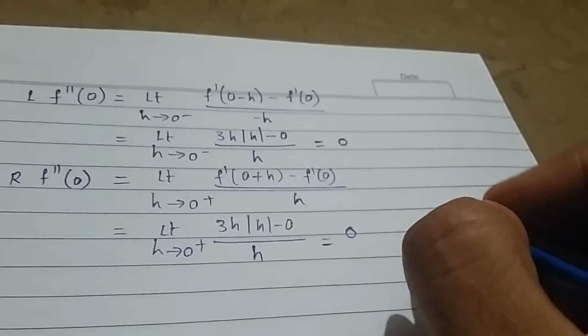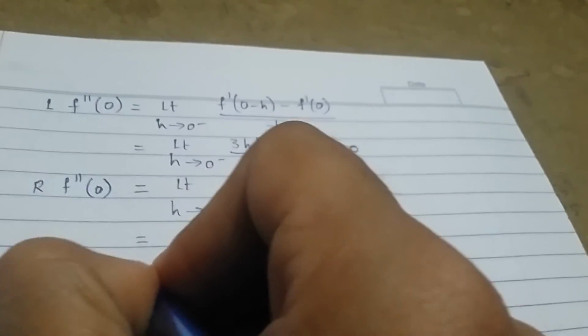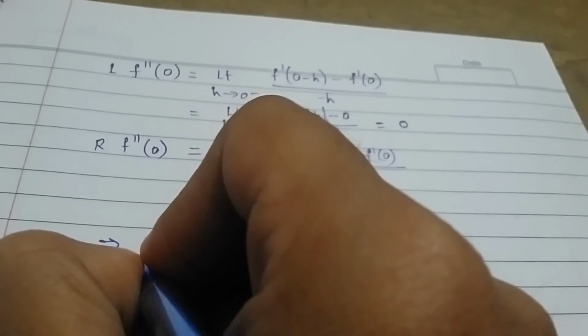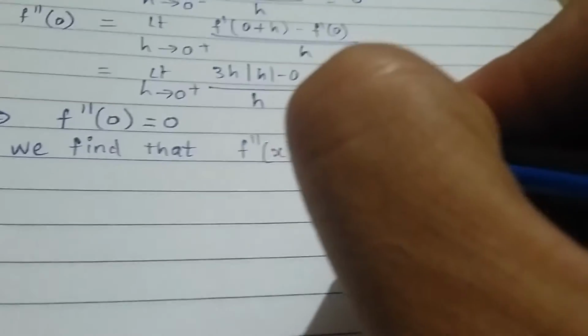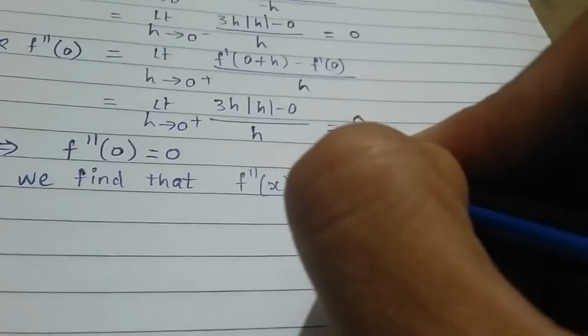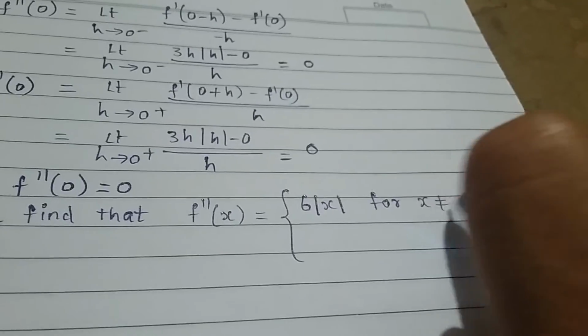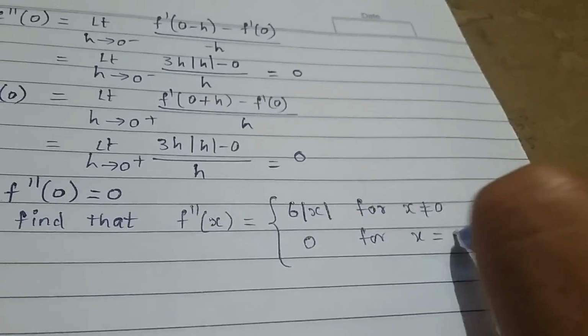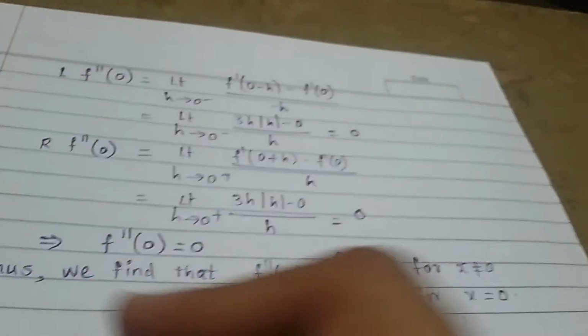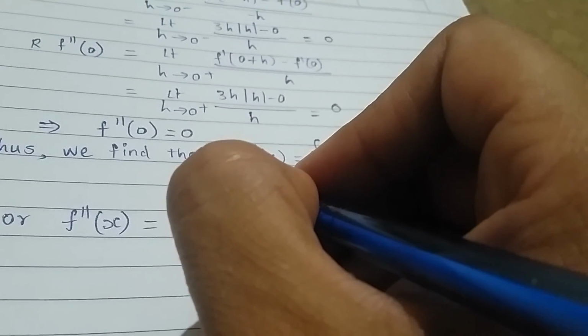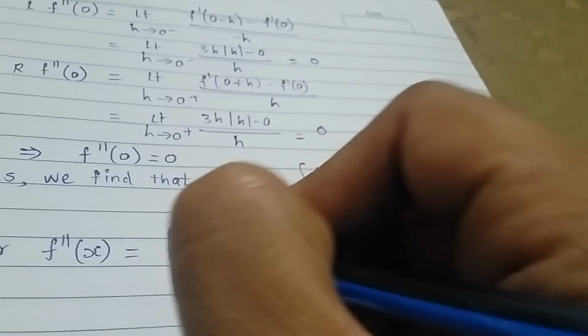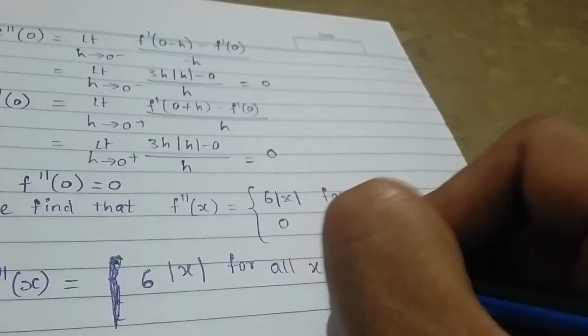Therefore this implies f double dash of 0 is equal to 0 here, and thus we find that f double dash of x is equal to 6 mod x for x not equal to 0, and this is equal to 0 for x equal to 0, and this second derivative will exist for all real x. Or we can write it as f double dash of x is equal to 6 mod x for all x belongs to R.